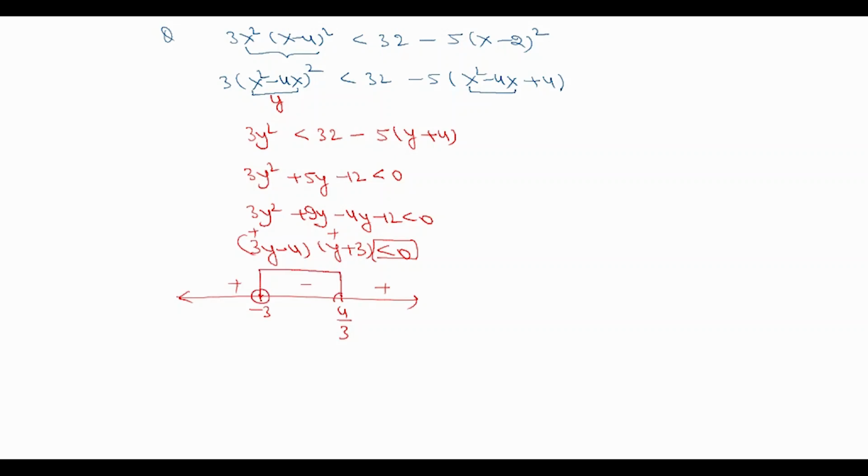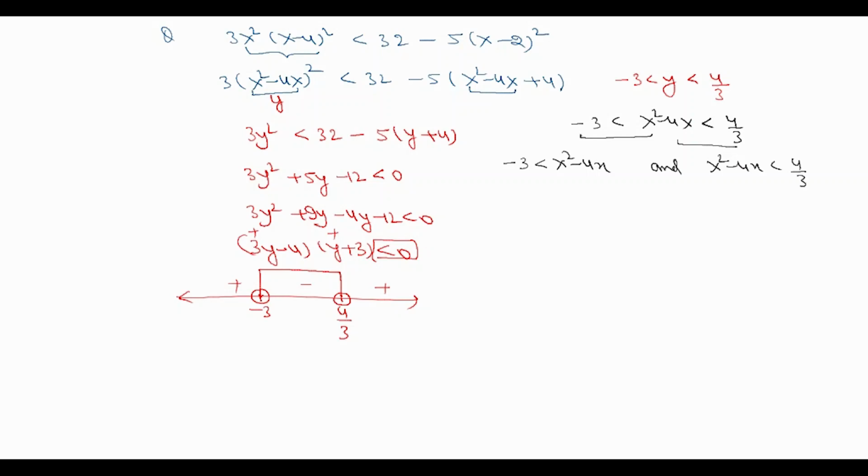So the value of y will lie between minus 3 and 4 by 3. So the condition I'll get is the value of y should lie between 4 by 3 and minus 3. So now I'll put the value of y. So if I'll put the value of y, I'll get minus 3 is less than x square minus 4x is less than 4 by 3. So I'll take two separate cases. So case 1, when minus 3 is less than x square minus 4x, and when x square minus 4x is less than 4 by 3.